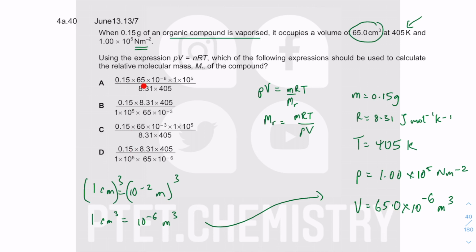0.15 times 8.31. So there is no 8.31 here, so this is wrong. There is no 8.31 here, so A is also wrong. The 8.31 is on top there, multiplied by 405, so the top bit is the same. The bottom bit, 1.00 times 10 to the 5, is the same. This is times 10 to the minus 6 because of the conversion factor, cm cubed to meter cubed. So I'm looking for 10 to the minus 6 and not 10 to the minus 3, which is wrong. So D is the obvious answer there.